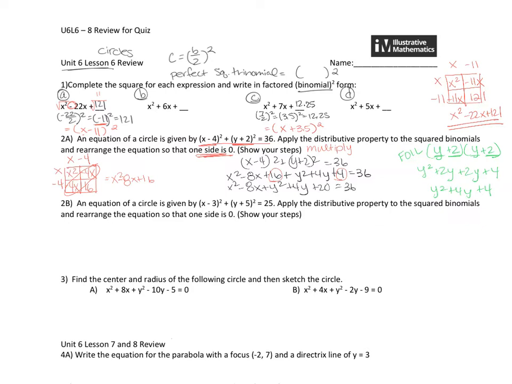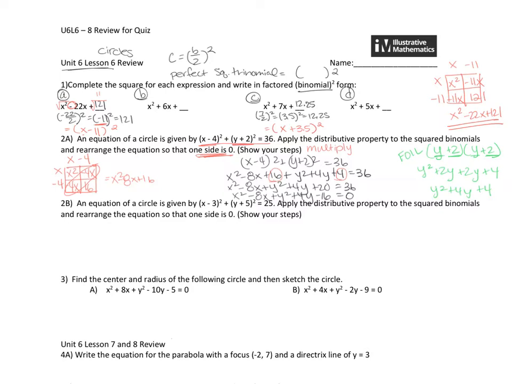My very last step to get this equal to 0 is to move the 36. So I'm going to subtract 36 from both sides. When I do that, I'll be moving the 36 over to the left side. So x squared minus 8x plus y squared plus 4y, and 20 minus my 36 is negative 16, would be equal to 0. So why don't you try on your own and check your answers in the locker, and if you have any questions, bring them to Zoom.